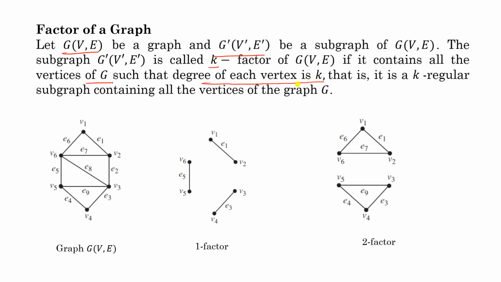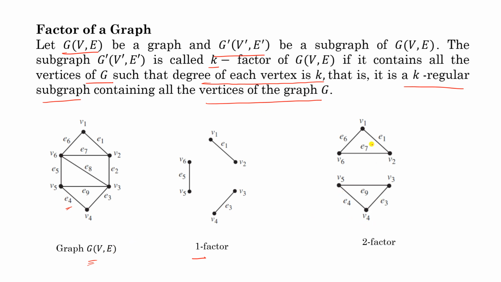If the degree of each vertex is the same, it means it is a K regular graph. So in simple words, you can say it is a K regular subgraph containing all the vertices of the graph G. Now look at this example. This is the graph G. 6 vertices are there and 9 edges are there. Now look at this graph. In this graph all the vertices of G are there and the degree of each vertex is 1. That's why this is a 1 factor of graph G. Similarly, if you choose these edges E6, E2 and E4, then this will again be a 1 factor of graph G.